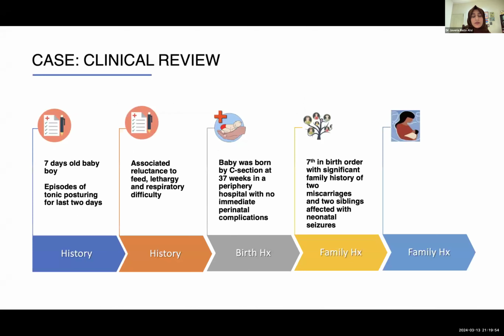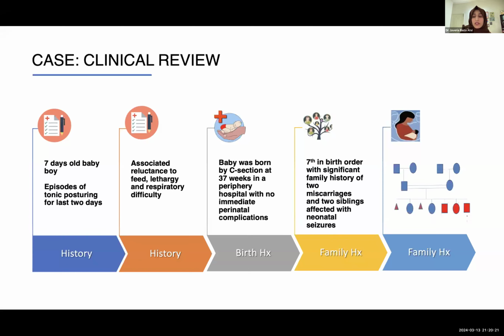So this case is about a 7-day-old baby boy who came to us with episodes of tonic posturing for the last 2 days. That is, the onset started at day 5 of life. This was associated with reluctance to feed, lethargy, and respiratory difficulty. Talking about the birth history, the baby was born by C-section at 37 weeks in a peripheral hospital with no antenatal or immediate perinatal complications. His weight was 2.6 kg and the OFC was 34.6.